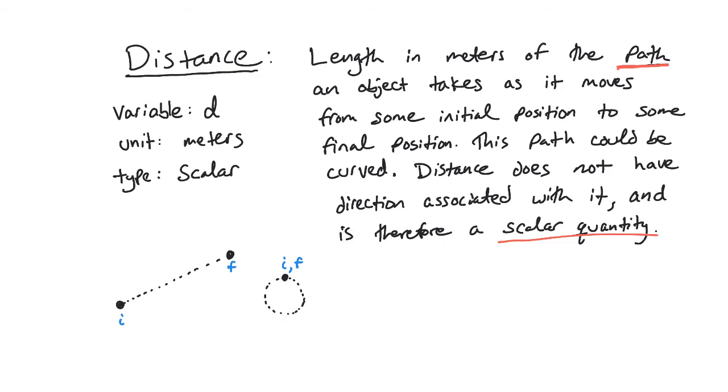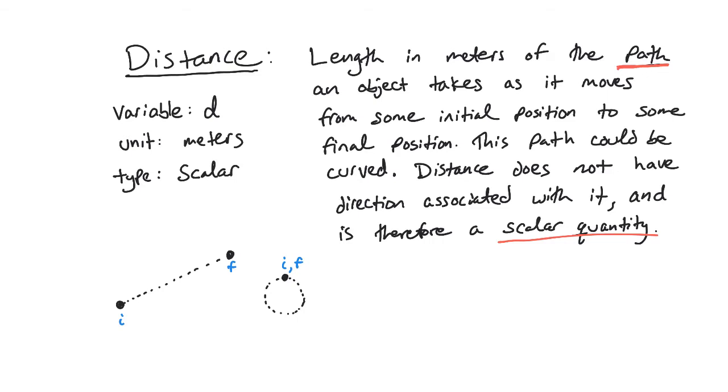All right, so here's distance defined well. It's the length in meters of the path an object takes as it moves from some initial position to some final position. This path could be curved, and distance does not have direction associated with it and is therefore what we call a scalar quantity. The key word here is the length of the path taken. I'll give you two examples down below in a second.